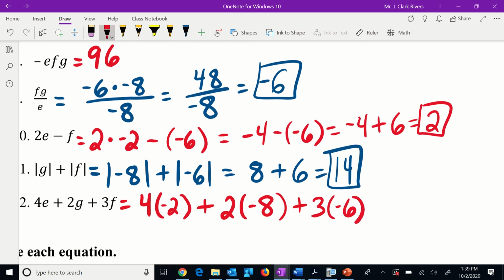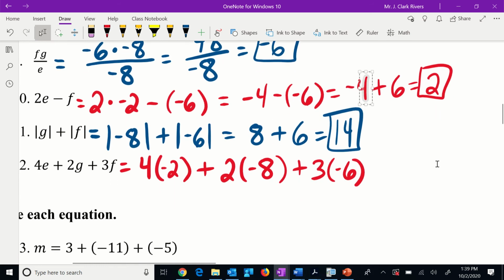Okay. Do you see how I'm showing my substitution? On the test, I need you to show your substitution as well. So we have multiplication, addition, multiplication, addition, multiplication. We're going to work the multiplication prior to the addition. So that looks like this.